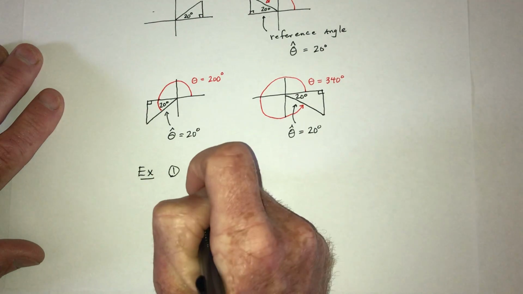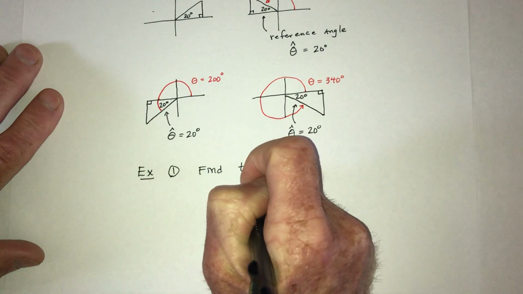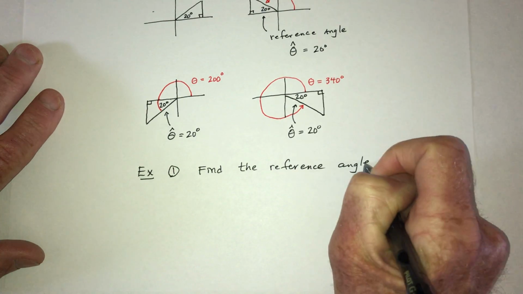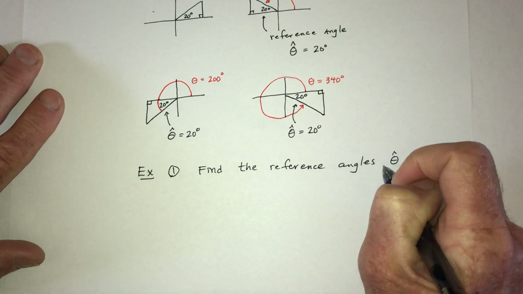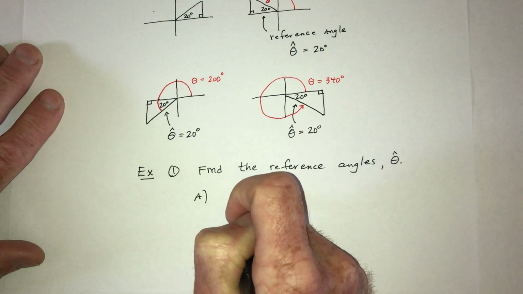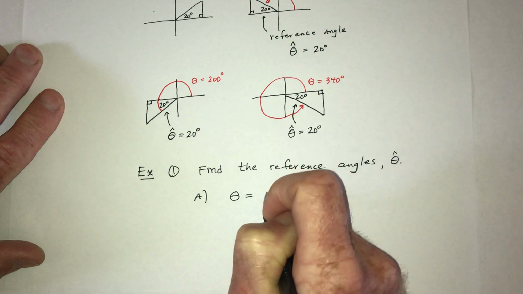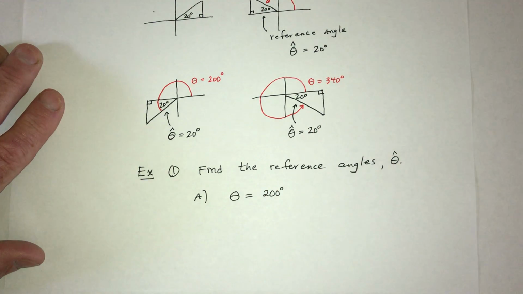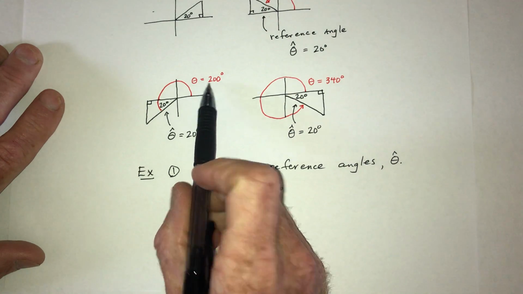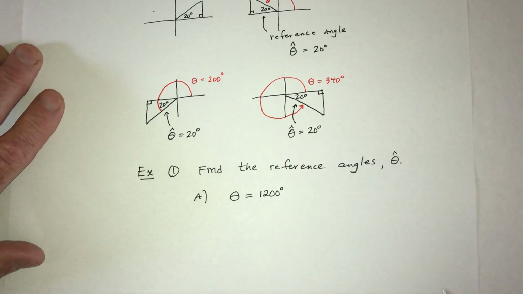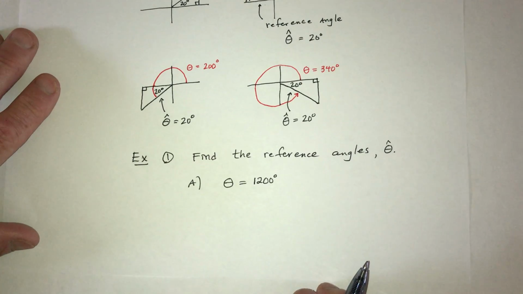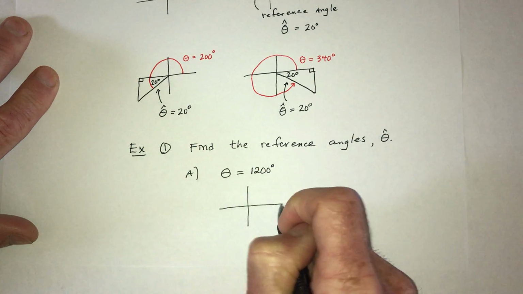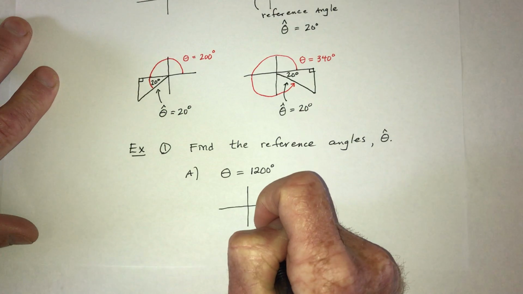So for example number 1, find the reference angles, part A. Suppose that theta is equal to, how about 200 degrees? Oh, wait, I just did that one. Okay, how about 1200 degrees? Okay, let's see. 1200 degrees. That would mean go around the circle once.